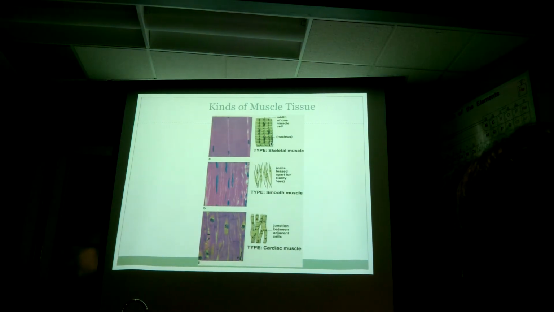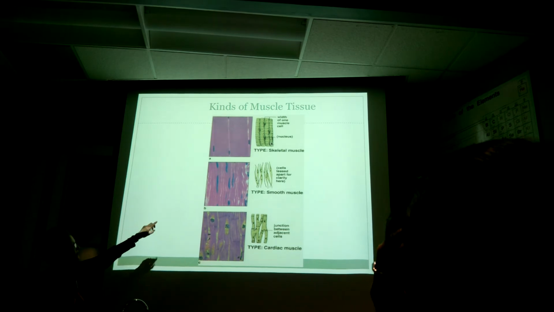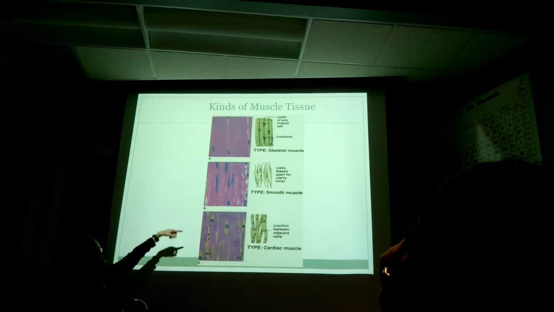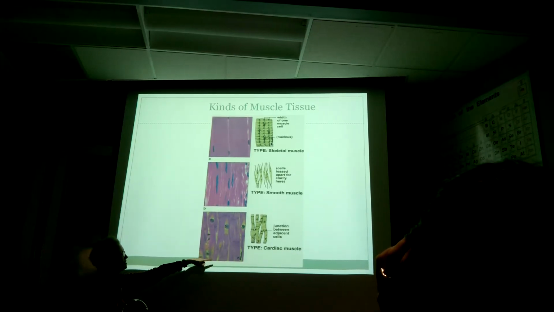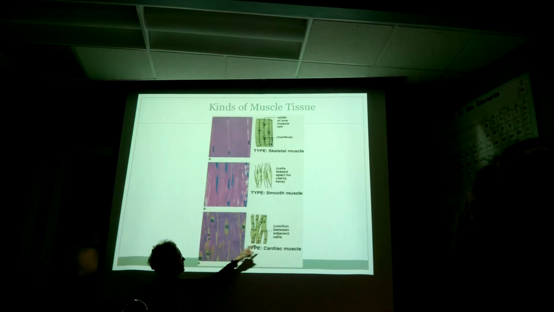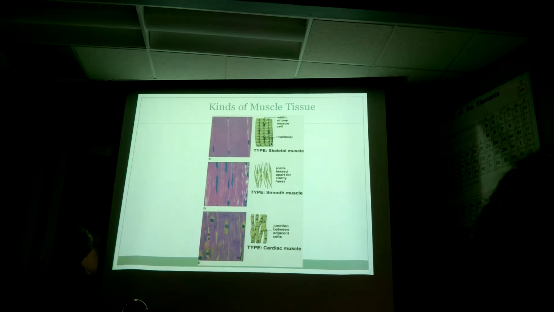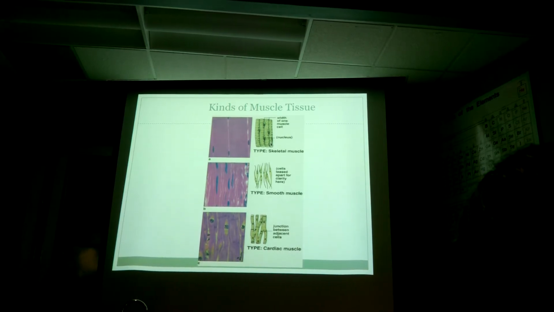Then the middle one is smooth muscle, and you can see it's more spindly shaped. You can just kind of tease it apart, and you can see the nucleus here. And then cardiac muscles have this branching pattern, and there are these little discs in between each one of the cells in cardiac muscle with a gap junction. Remember the gap junctions that we talked about?